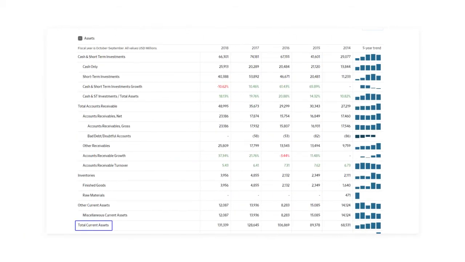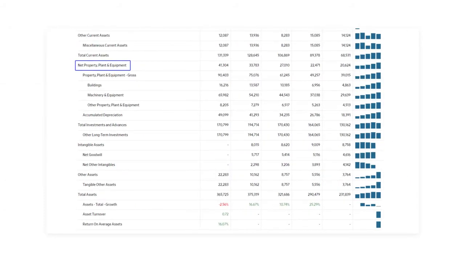Total current assets is the sum of all current assets: cash and cash equivalents, stocks, accounts receivable, and other current assets. Net property, plant and equipment is the net worth of fixed assets, that is, all the buildings, land, furniture, and other physical capital that the company acquired to conduct business. The term net means that accumulated depreciation expenses are deducted from the value of fixed assets.